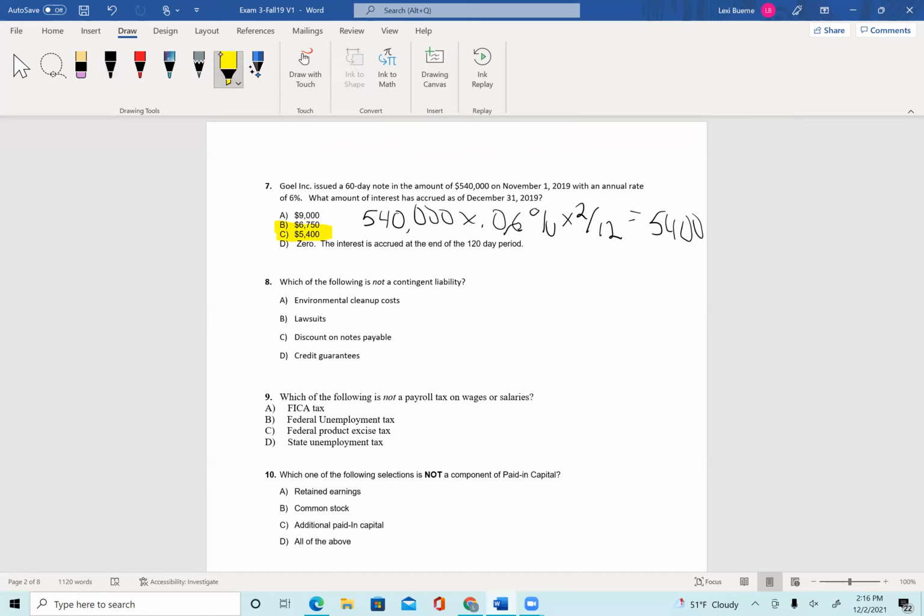Which of the following is not a contingent liability? This is going to be a discount on notes payable. A contingent liability is something that is incurred by an entity depending on the outcome. So discount on notes payable doesn't have anything to do with an outcome, but like a lawsuit, you'd have to figure out what the outcome of that was.